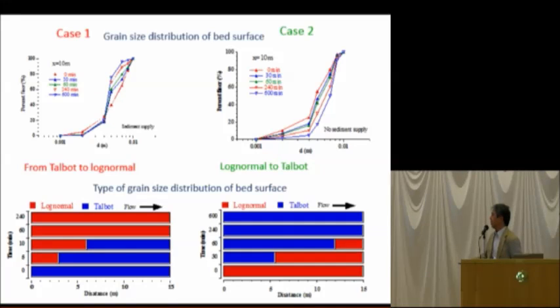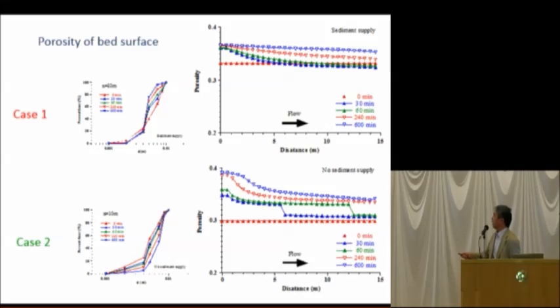Initially, the bed is covered by Talbot distribution, but gradually the type is changing from Talbot to log normal. In case two it is opposite: originally log normal, but changing to Talbot. And we can calculate the change of the porosity. This one is the initial porosity, and in the simulation the porosity is changing like this. In this case, the porosity is increasing like this. I'm sorry, this time is over. I will stop here. Thank you very much.